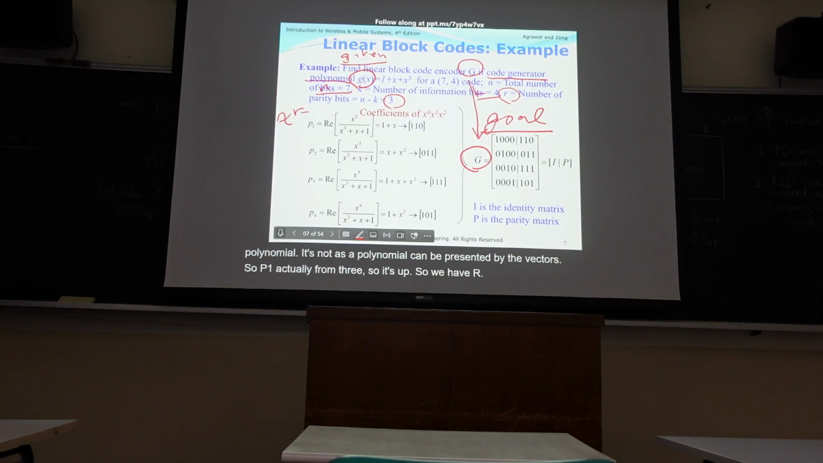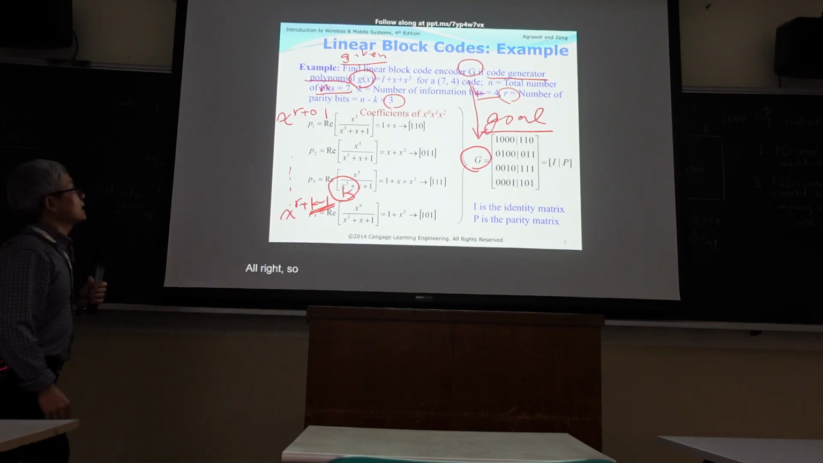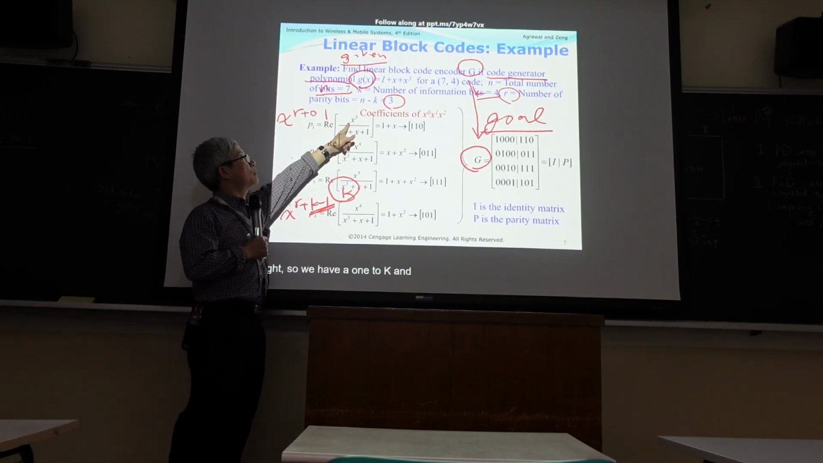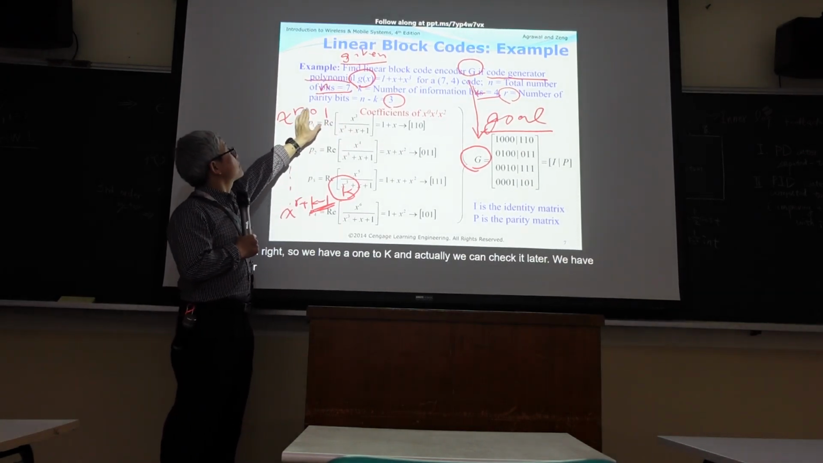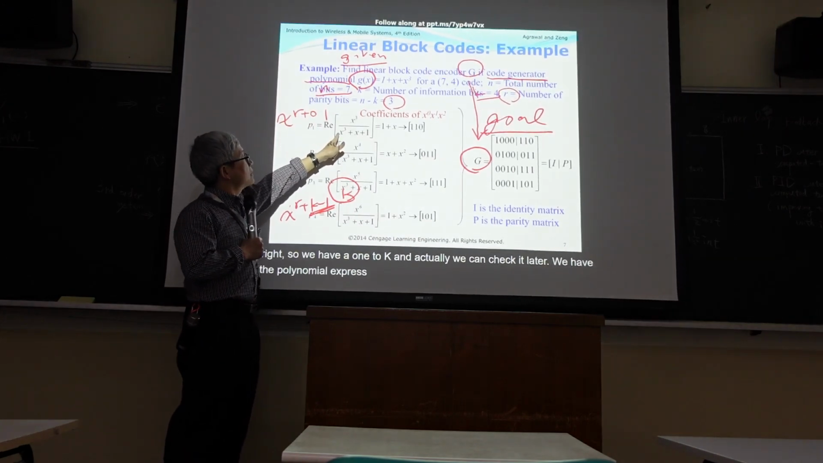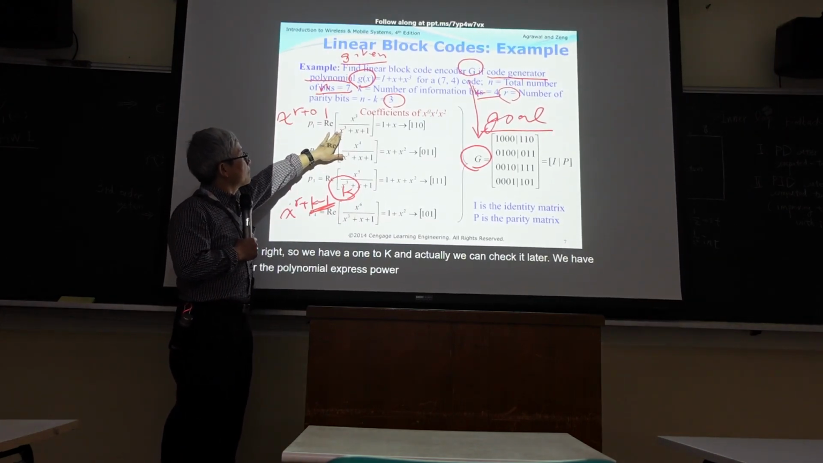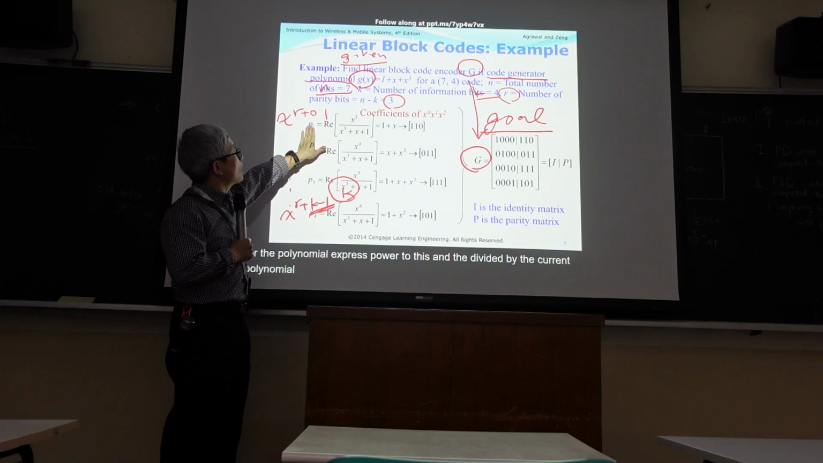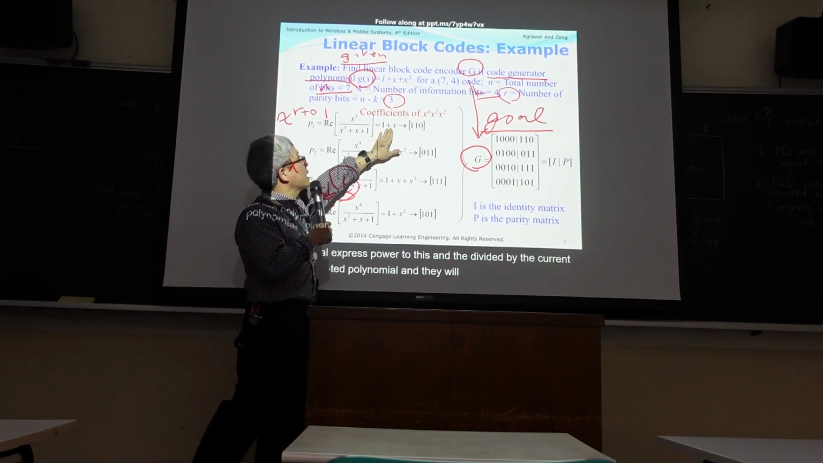Starting, we have the first one, here we have x to the r plus k minus 2, so we have 1 to k. Alright, and actually you can check it later. We have the polynomial x raised to this power, and divided by the current generator polynomial, and we want to find the remainder.